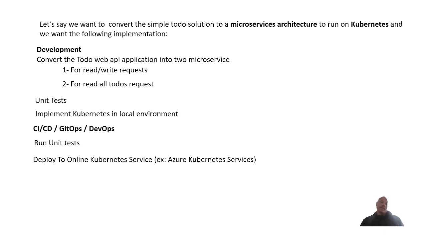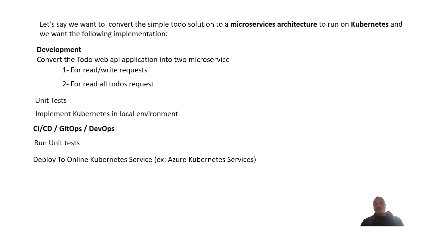So we are going to have these configurations. We are going to have a development environment with two web API applications, two microservices: one for read and write operations, the original one, and the other will be serving the get all requests that can be scaled. We are going to call the first one the read write microservice, and the other one is the reader microservice.